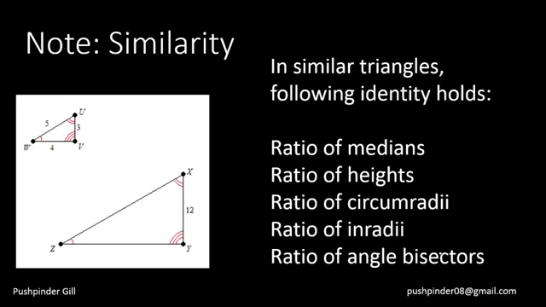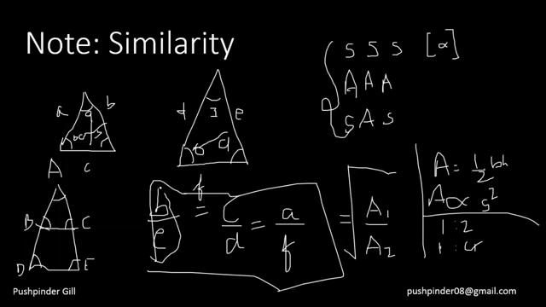Now this is what it says. In similar triangles, the following identity holds. The ratio of medians is equal to the ratio of heights, is equal to the ratio of circumradii, is equal to the ratio of inradii, is equal to the ratio of angular bisectors. That is equal to the ratio of sides. And what is that ratio? It's the ratio in which the whole triangle is scaled. And the square of this ratio is the ratio of their areas.